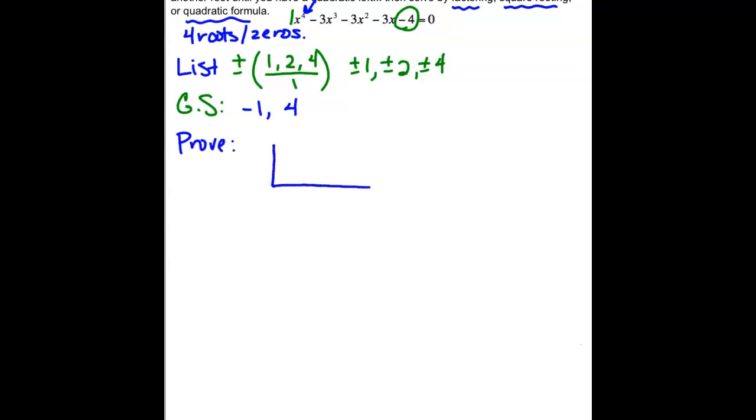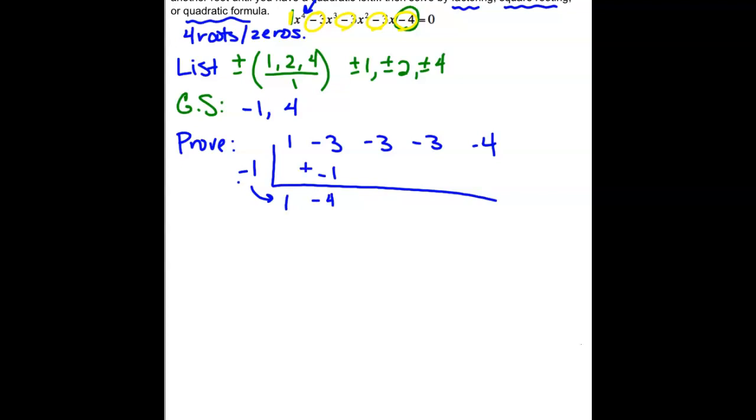Okay, doesn't matter which order you try them in. I'm just going to do the order I wrote them down in. So the -1 first. Remember, we take our coefficients. So the 1, the -3, the -3, the -3, and the -4. Okay, synthetically, we bring down that first one. We multiply here, so -1 times 1. We put that in the next column, and then we add.